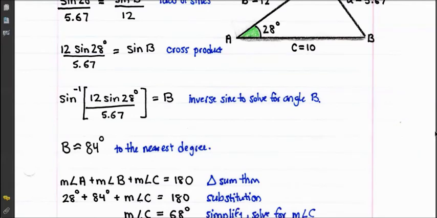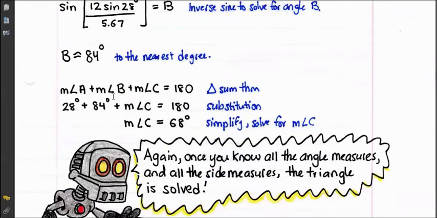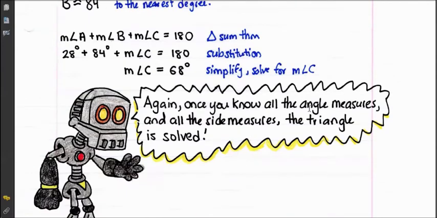Let's figure out angle C by using the triangle sum theorem. Measure of A plus measure of B plus measure of C is 180. Substitute in what we know and subtract. So the measure of angle C is 68. And again, once you know all of the angle measures and all of the side measures, the triangle is completely solved.